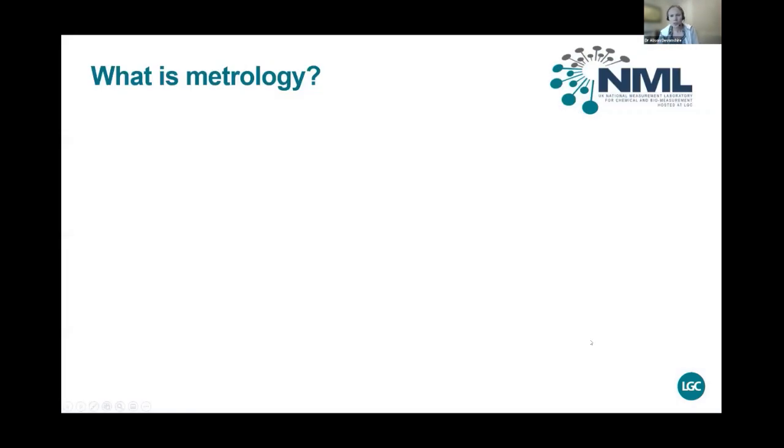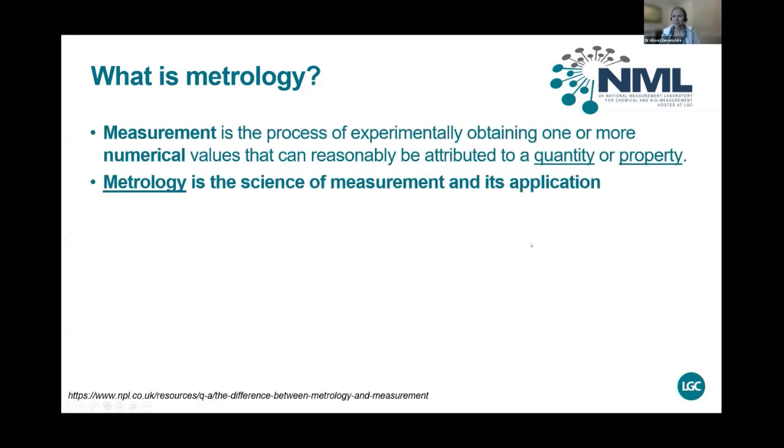So what is metrology? My husband always says that I have a job title that not even other scientists understand, what is meant by nucleic acid metrology. Most people would understand the definition of measurement being the process of experimentally obtaining one or more numerical values that can be reasonably attributed to a quantity or property. Well, metrology is the science of measurement and its application.